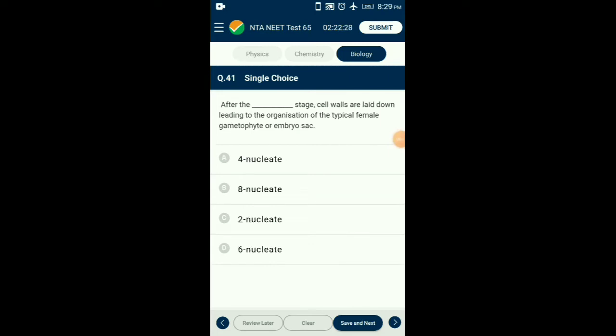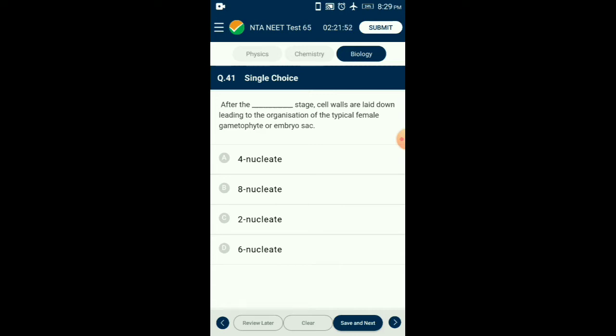Question number 41. After the dash stage, cell walls are laid down leading to the organization of the typical female gametophyte or embryo sac. The nucleus of the functional megaspore divides mitotically to form two nuclei which move to the opposite poles, forming the two nucleate embryo sac. Two more sequential mitotic nuclear division results in the formation of four nucleate and later eight nucleate stages of embryo sac formed.